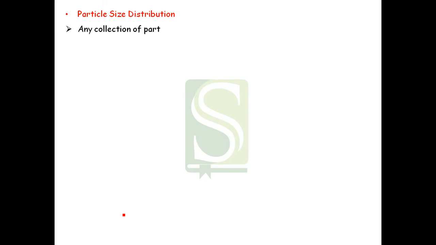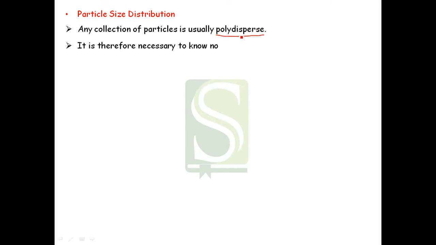Now let us see about particle size distribution. Any collection of particles is usually polydisperse. That means what? That a polydisperse mixture has got particles of different particle sizes. When the powder collection has got particles of the same size, then it is called monodisperse. But whenever we have any powder sample, it is never monodisperse in nature. It is always polydisperse. That is, it is a mixture of powders with different particle sizes.